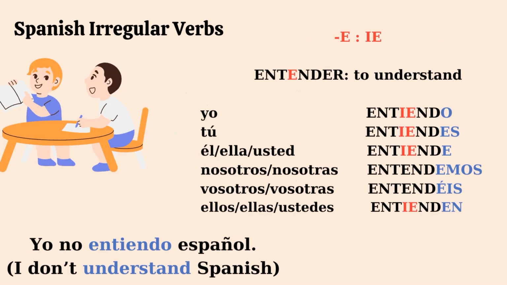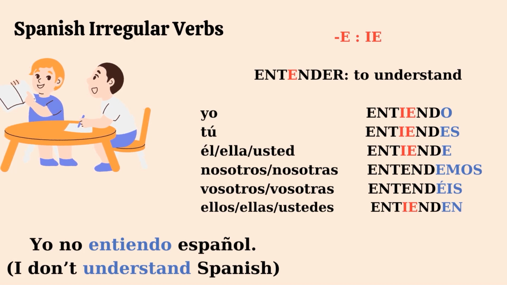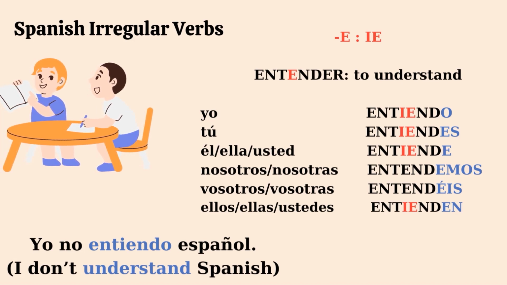We can divide the Spanish irregular verbs in 4 groups, except the totally irregular verbs. Later we will talk about them.